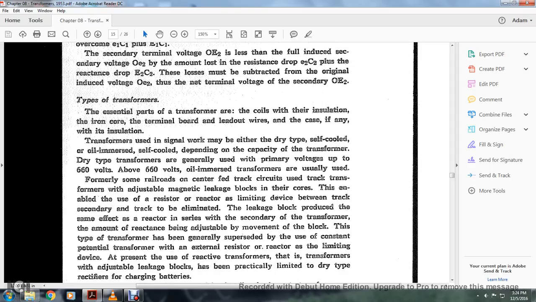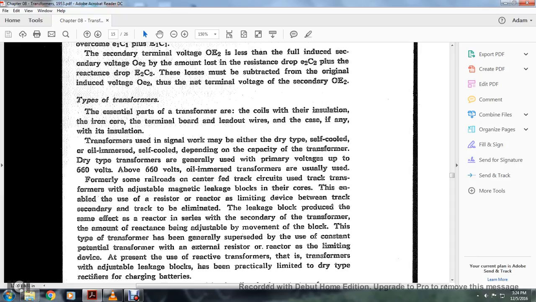All right, types of transformers. The essential parts of the transformer are the coils with the insulation, the iron core, the terminal board, and the lead-out wires. The transformer may either be the dry type, self-cooled, or oil immersed and self-cooled, depending on the capacity of the transformer. Dry type transformers are generally used with primary voltage up to 660 volts. Above 660 volts, oil immersed transformers are usually used.